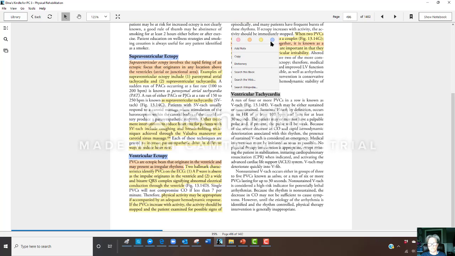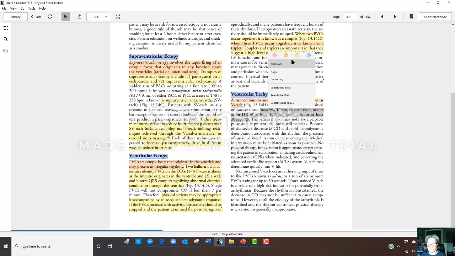Ventricular tachycardia, a run of 4 or more PVCs in a row, is known as VTAC. Figure 13.14h. VTAC may be either sustained or non-sustained. Sustained VTAC, by definition, occurs at a rate of at least 100 bpm and lasts for at least 30 seconds. The patient may or may not have a palpable pulse and, if present, the pulse will be weak.